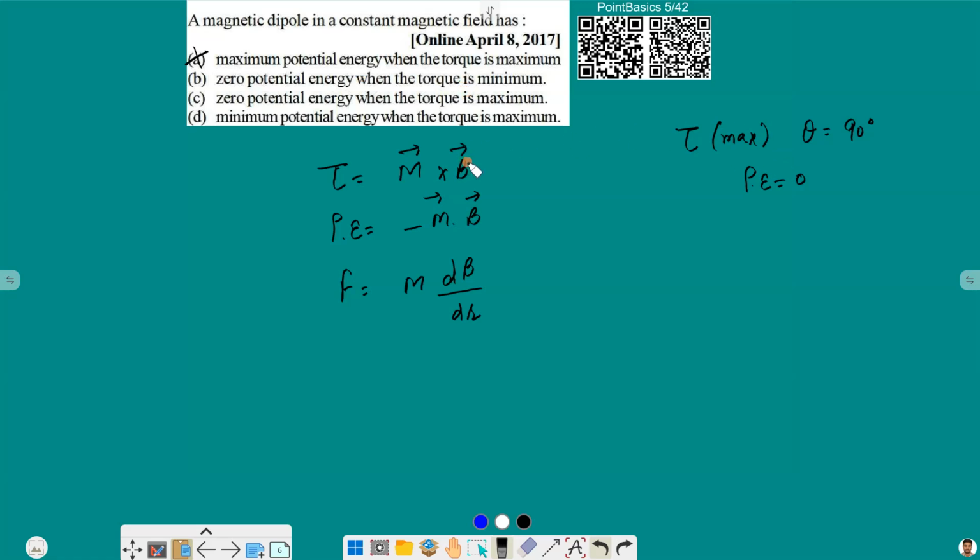When torque is minimum, theta is 0, and when theta is 0, potential energy is minimum. So when torque is 0, potential energy is minimum, not 0. Option B is cancelled. Zero potential energy when torque is maximum, that is the case which we solved here. So C is right. Minimum potential energy when torque is maximum: when torque is maximum, potential energy is 0, and the minimum potential energy for this dipole system is negative mB. So D is also wrong here.